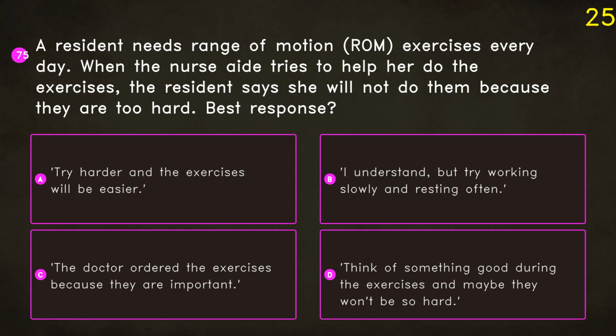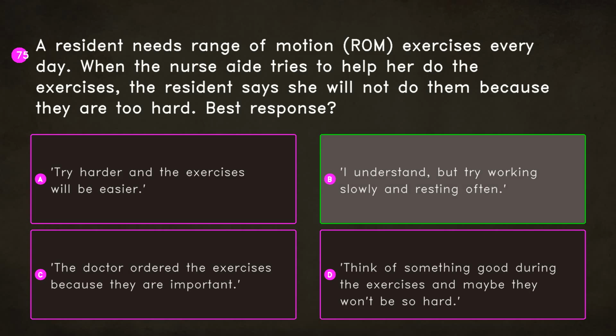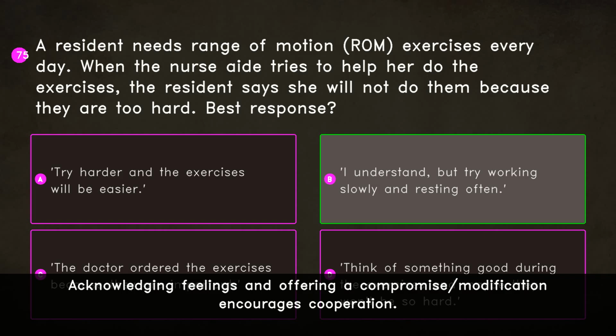Question 75. A resident needs range of motion (ROM) exercises every day. When the nurse aide tries to help her do the exercises, the resident says she will not do them because they are too hard. Best response? A. Try harder and the exercises will be easier. B. I understand, but try working slowly and resting often. C. The doctor ordered the exercises because they are important. D. Think of something good during the exercises and maybe they won't be so hard. The correct answer is I understand, but try working slowly and resting often. Acknowledging feelings and offering a compromise/modification encourages cooperation.